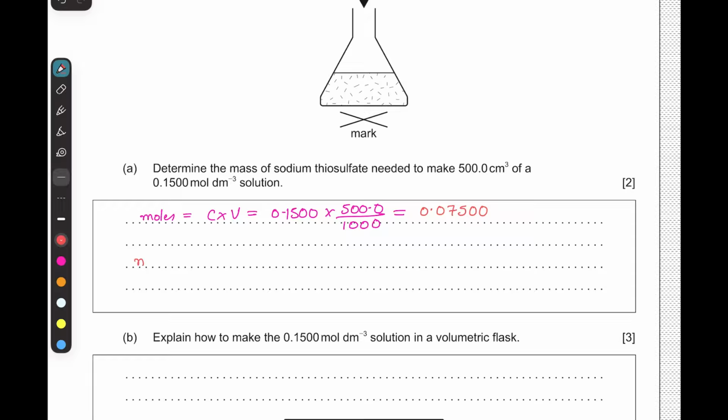Yeah. And then mass will be moles times the molar mass. Moles is this. Molar mass we have to evaluate. So sodium thiosulfate is Na2S2O3. Yeah. So sodium is 23, so 2 times 23, sulfur is 32, and oxygen is 16 approximately. If I put it in a calculator, I'll get 11.85 grams, which is our final answer.